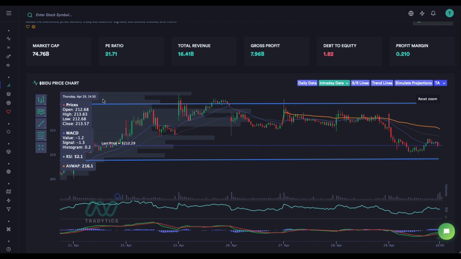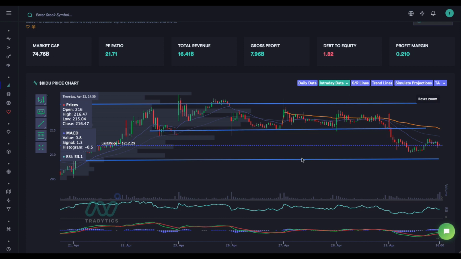We are going to exit when the price reaches this 217 or 218 level. That's about a $7 to $8 increase in the stock price, which might be a very large increase in the options contract price. There might be some other resistance levels. So let's say you enter here, you can see that there is this resistance level as well.